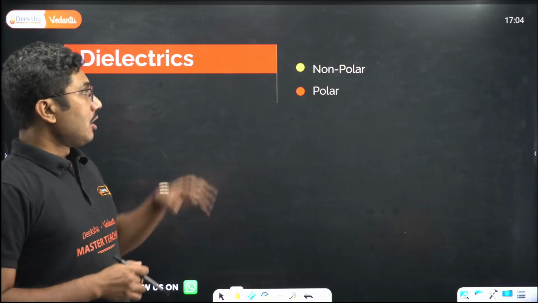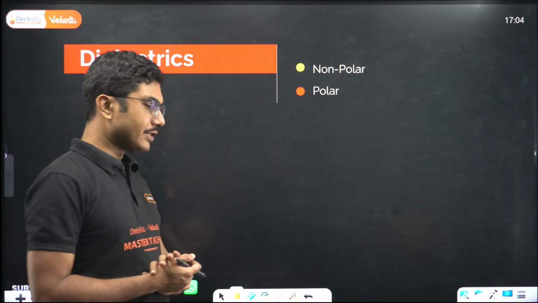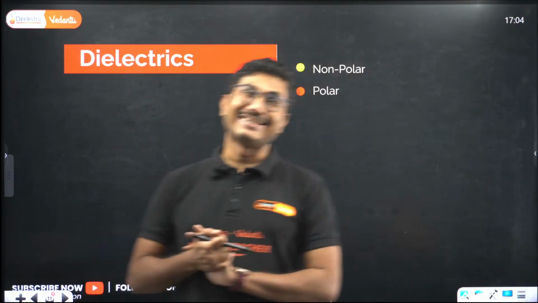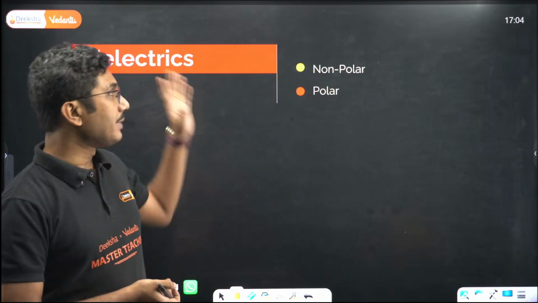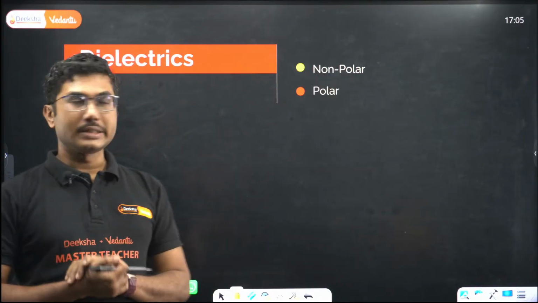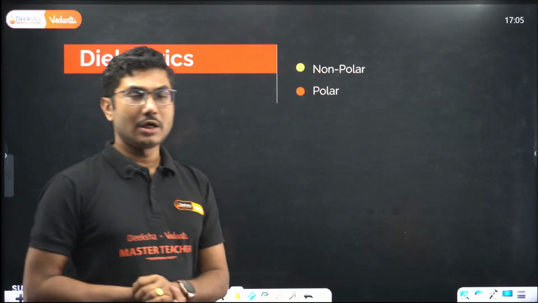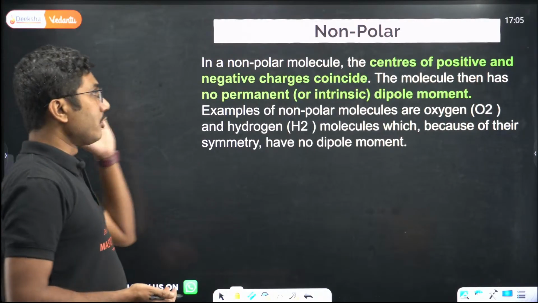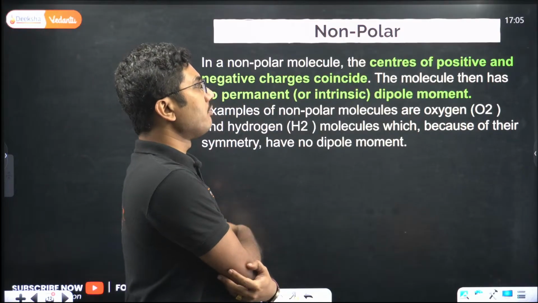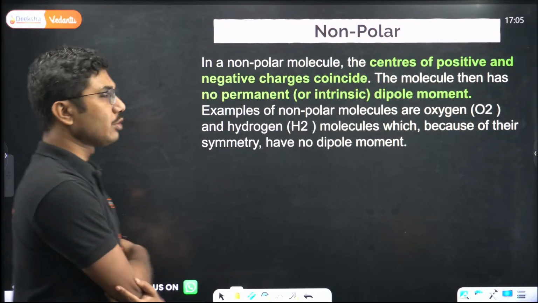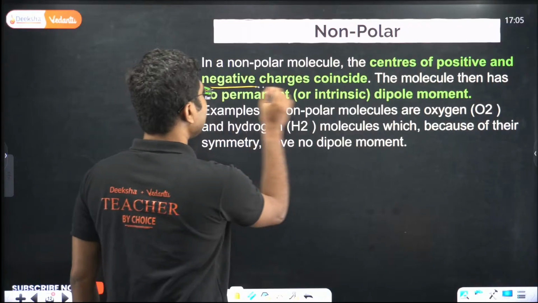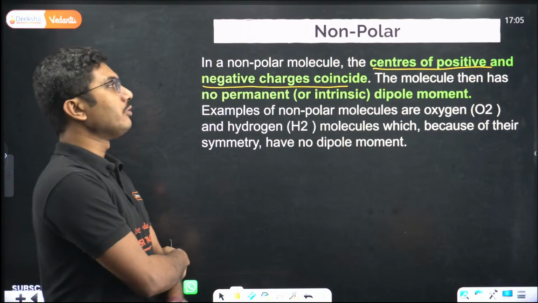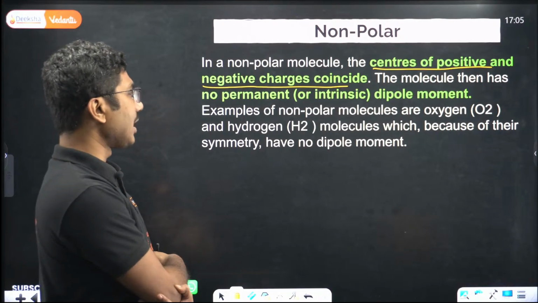So far we have discussed conductors. Conductors are only one single category, but dielectrics are very interesting. They can be categorized into two special categories, one called polar and another one non-polar. So what is non-polar? In a non-polar molecule, the centers of positive and negative charges coincide. Based on this line, there was a question in your board exam once.